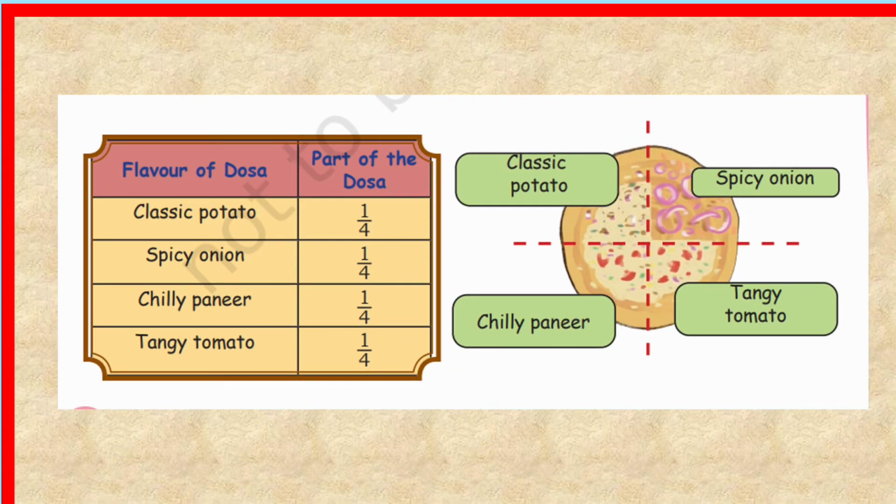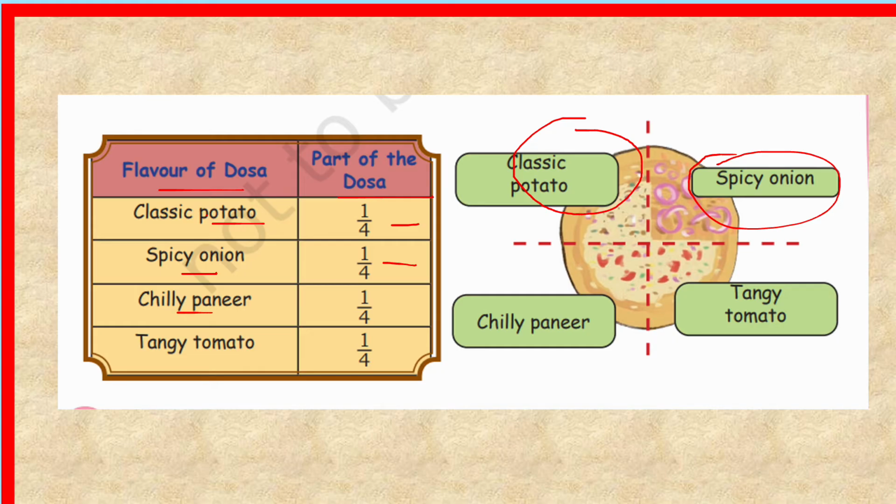See this picture? Flavor of dosa, part of the dosa. Classic potato, 1 by 4 part of the dosa. Here the dosa is divided into 4 equal parts. Out of 4 parts, 1 part we have classic potato toppings. Then spicy onion, 1 by 4 part of the dosa. See, this is spicy onion. Out of 4 parts, 1 part we have spicy onion.